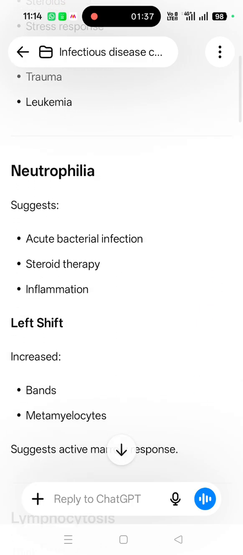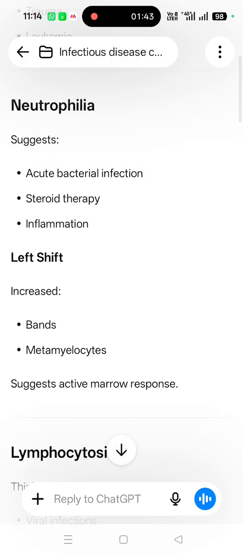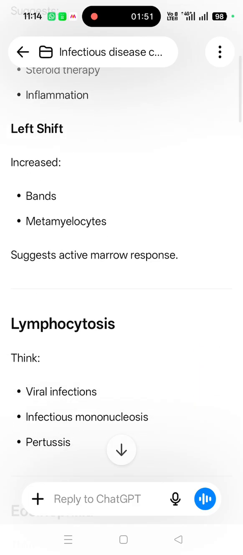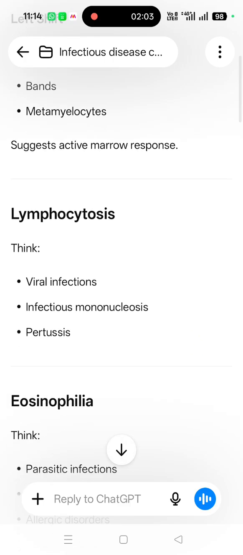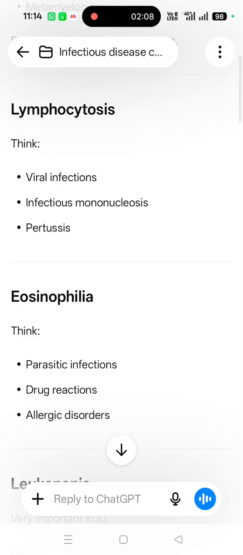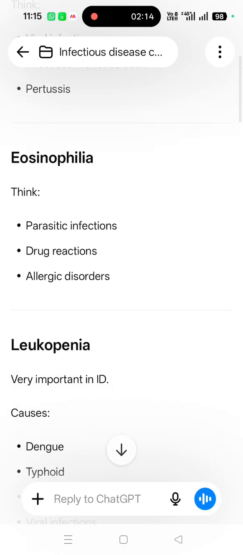neutrophilia suggests acute bacterial infection, steroid therapy, and inflammation. So these are the conditions where neutrophilia is present. What do you mean by left shift? It means if there are increased bands or metamyelocytes, then we call it a left shift, suggestive of active marrow response. Then lymphocytosis, an increase in lymphocytes, is seen in viral infection, infectious mononucleosis, pertussis. Then eosinophilia can be in parasitic infection, drug reaction, allergic disorder.